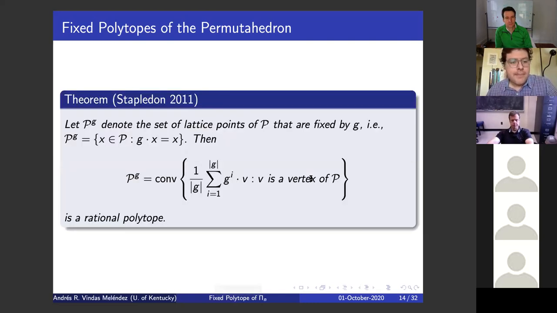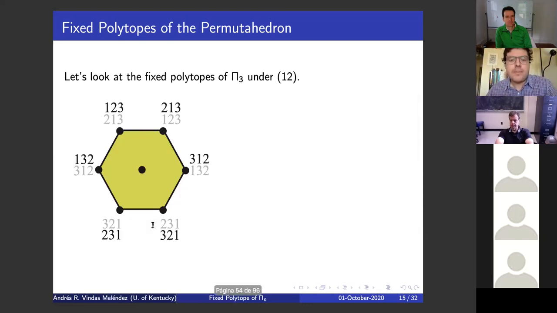Nothing too crazy. In general, Alan Stapledon in 2011 said that for any polytope, if you act on it with an element of a group, you're going to get a rational polytope, okay? And so that's where the rational polytope business comes into play, because our fixed polytopes are not always going to be integral. But maybe we need to understand this a little bit further through an example, okay? So let's just look at the fixed polytopes of pi 3, right?